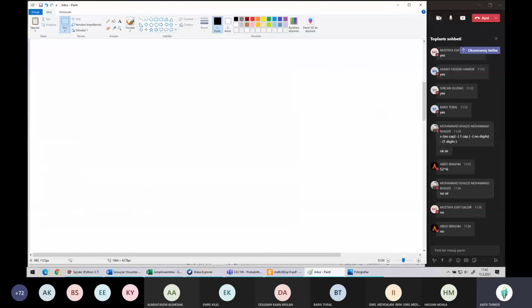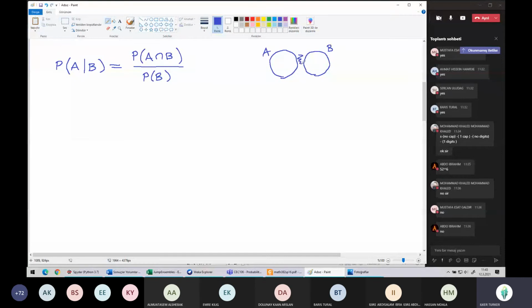Yes, let me start with repeating the formulation for conditional probability. You know, it is P(A given B) equals P(A intersection B) over P(B). Yes. But if the two events A and B are independent, they have no intersection.